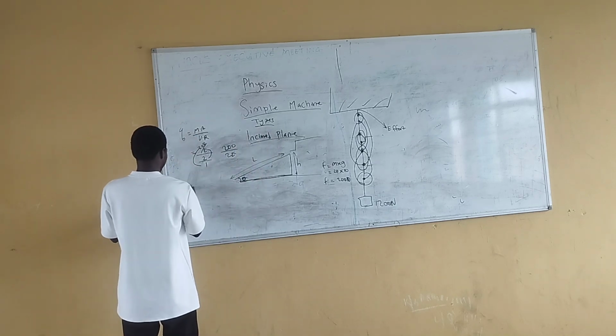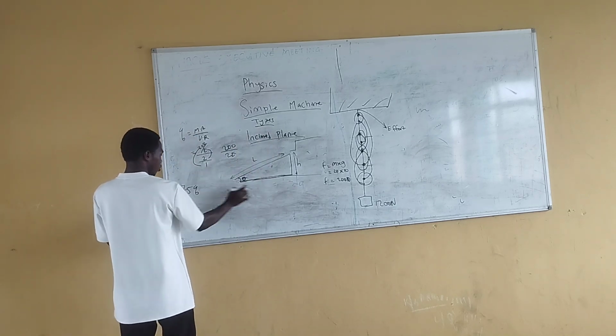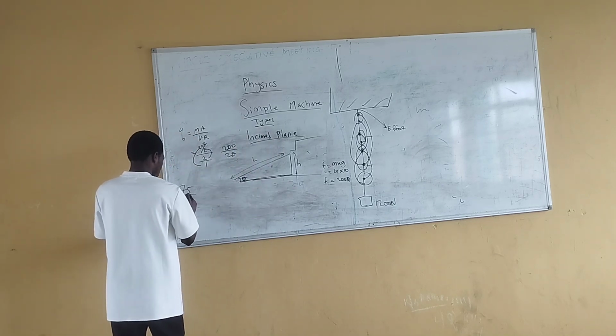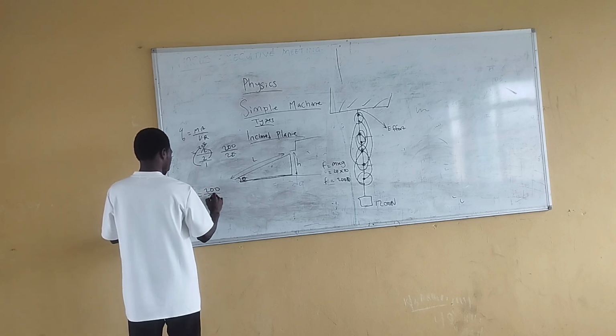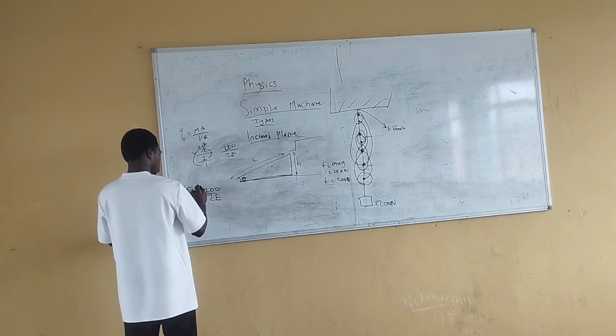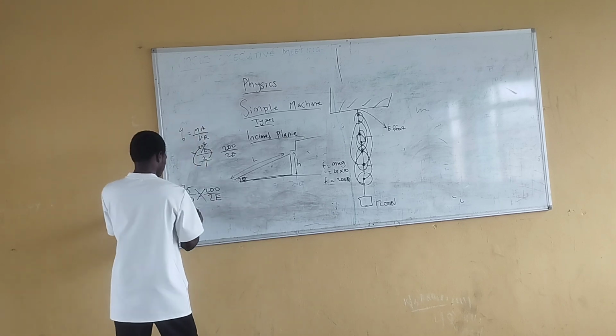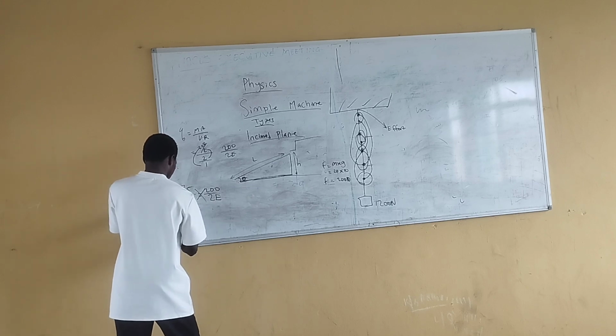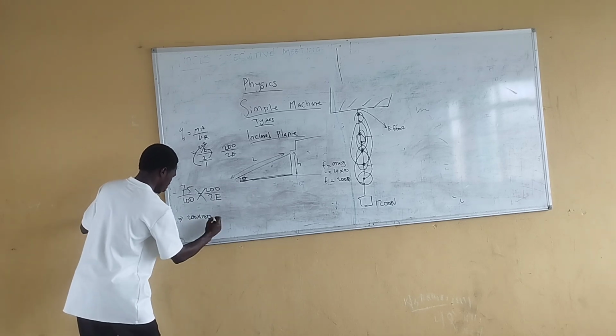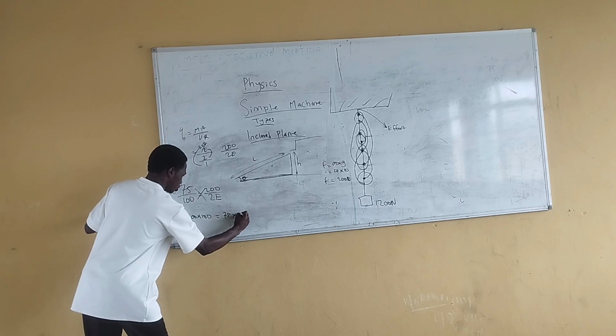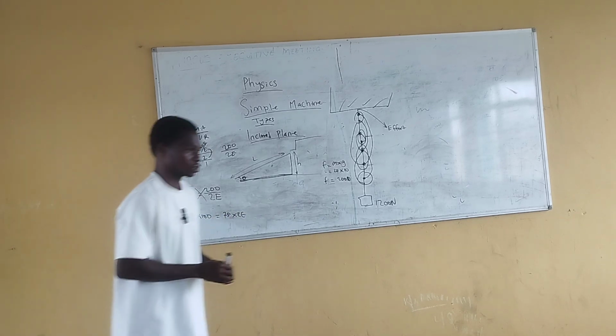We have efficiency to be 75%. If you're using this percent, remember you multiply by 100, but prefer to use this one. 75 over 100 is equal to 200 over 2E. So we must cross multiply. We have 200 times 100 is equal to 75 times 2E. From there you can continue. Understand me?